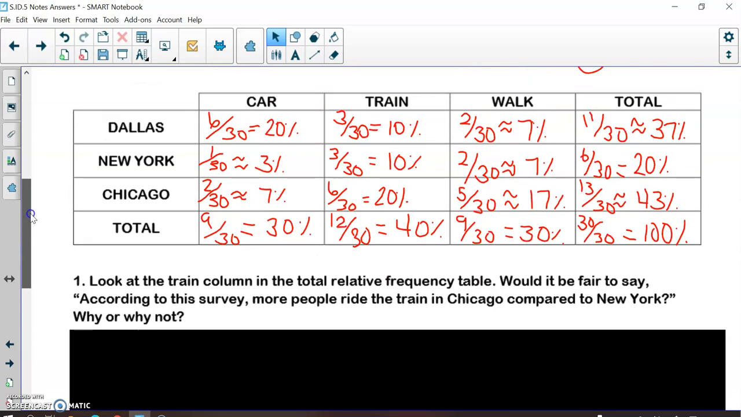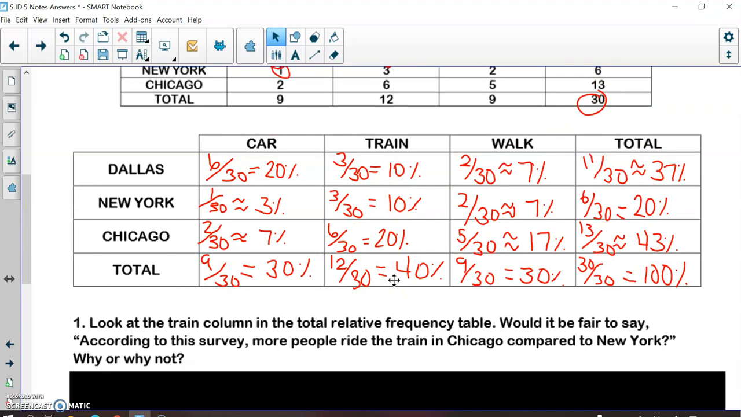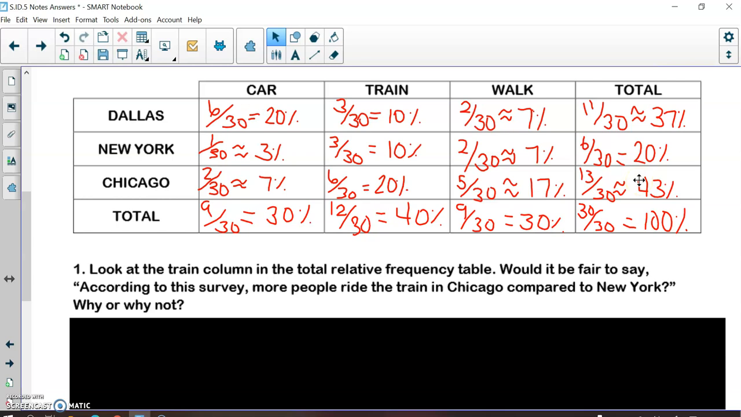Now we're going to look back at that train column again. It says, would it be fair now to say that according to the survey, more people ride the train in Chicago compared to New York? Why or why not? Well, it's still not going to be fair. Because yes, it seems like 20% of the people are living in Chicago and took the train, and only 10% of the people are living in New York and took the train. However, out of the total amount of people surveyed, only 20% of the people lived in New York, whereas 43% of the people lived in Chicago. So we surveyed way more people in Chicago than we did in New York. So we can't really make the conclusion that more people ride the train in Chicago because we didn't survey as many people in New York as we did in Chicago.